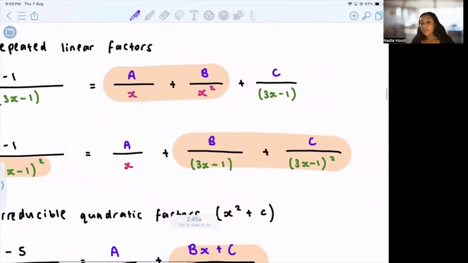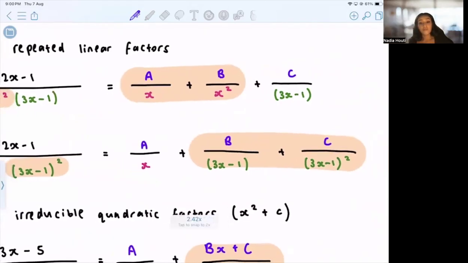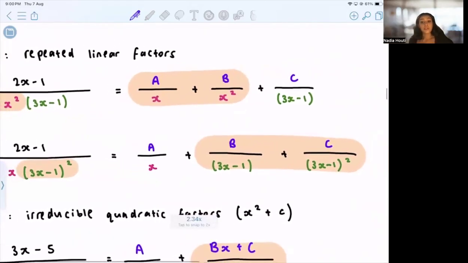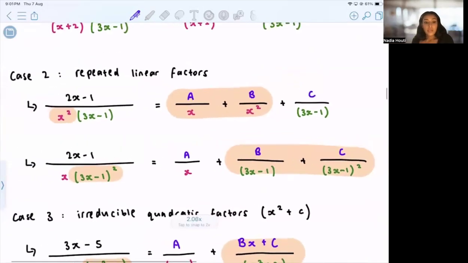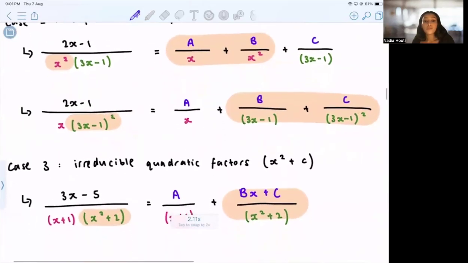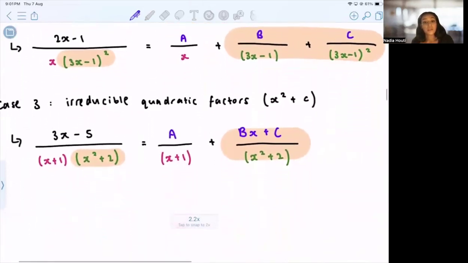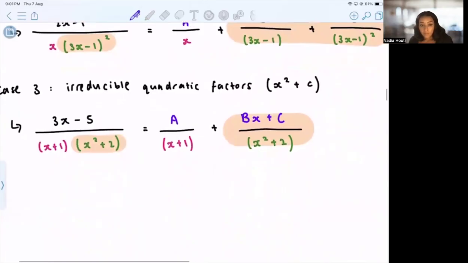Just a linear factor. But then you have to add another fraction where the repeated linear factor is the denominator, so 3x minus 1 whole thing squared. That's the only difference. Case 3, you have irreducible quadratic factors in the denominator. For the factor x plus 1, by now you should be able to identify that as a linear factor. It's not repeated, so we just have to write it once. The fraction that comes out of it is a over x plus 1.